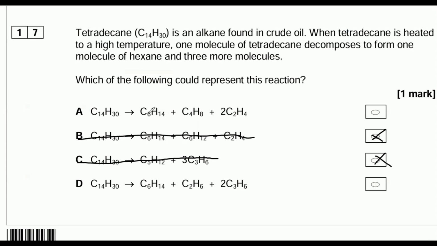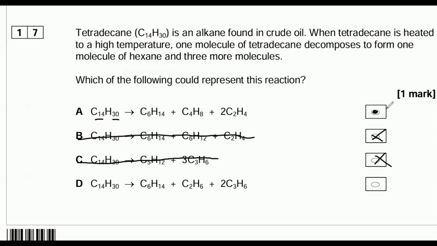6 carbons, 10 carbons, 2 times 2 is 14. Yep, the carbons are balanced. Boom! 14 hydrogens plus 8. What's that? 22 plus 8, 30. Boom! A is balanced. So A is going to be the correct answer.